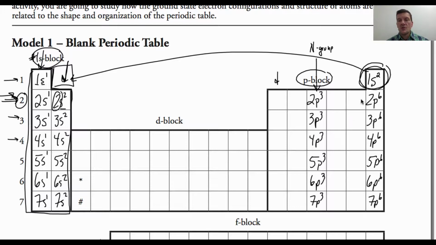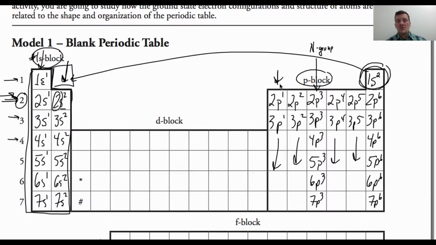So if I was to guess, without even looking at the cards, I would guess that this group right here all ends in P1. And this one would end in P2. We got P3. This would end in P4, and this would end in P5. And I could just fill all these in: 3p1, 3p2, 3p4, 3p5, and you get the idea as you fill those down as you go. So this is your P block right here.